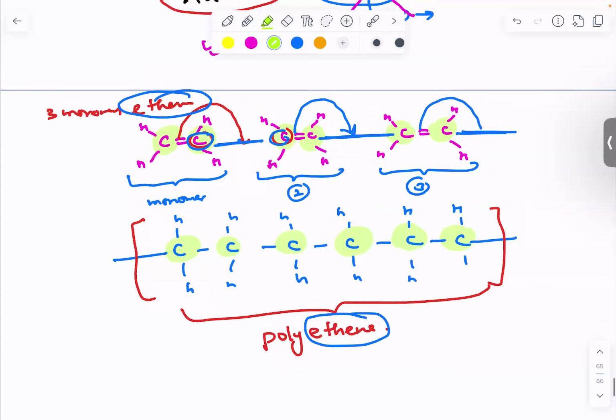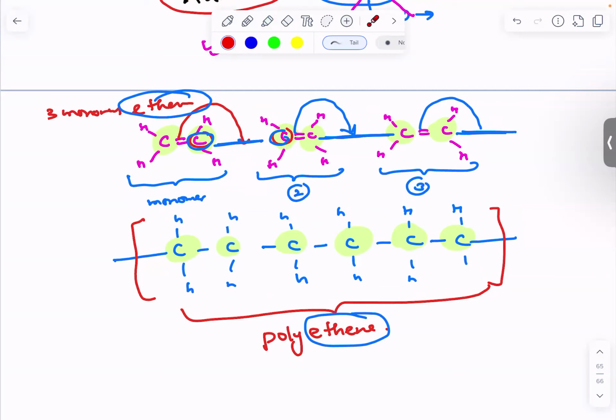But this also comes in the paper: sometimes they ask you to find the monomer from the given polymer. They will ask you to find the repeating unit. So the word is repeating unit. Sometimes it happens, they give you a polymer and they ask you to find out the repeating unit.